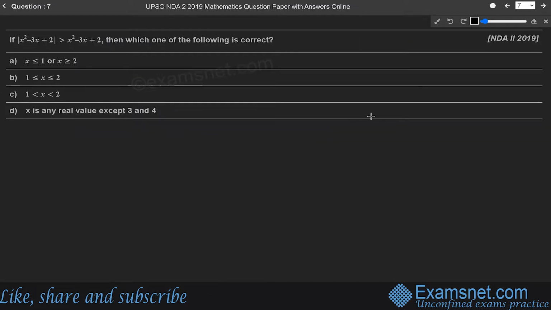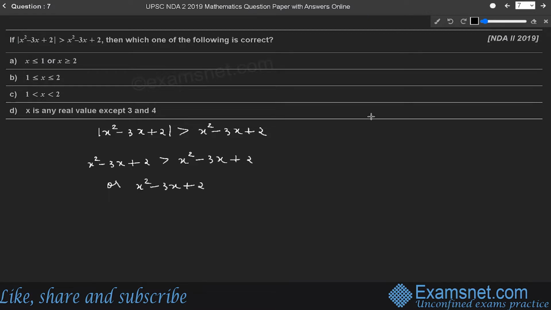Next question is, if mod of x square minus 3x plus 2 is greater than x square minus 3x plus 2, then which one of the following is correct? It is given that mod of x square minus 3x plus 2 is greater than x square minus 3x plus 2. Therefore, we can write it as x square minus 3x plus 2 is greater than x square minus 3x plus 2, or we can also write it as x square minus 3x plus 2 is less than minus of x square minus 3x plus 2.